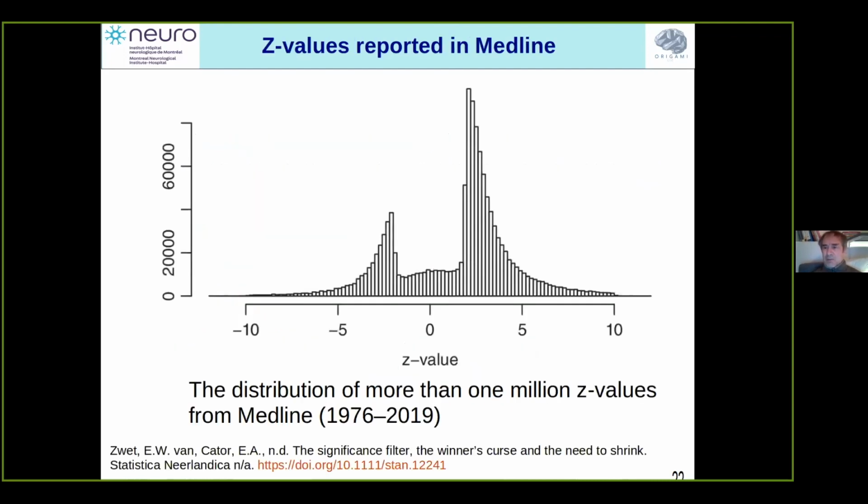This can be actually quite well seen in the literature, where if you look at all the z values reported in the literature, you see a big gap or hole between -2 and 2 because of the non-reported z values for non-significant results.